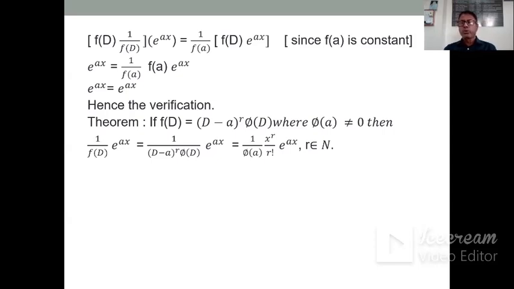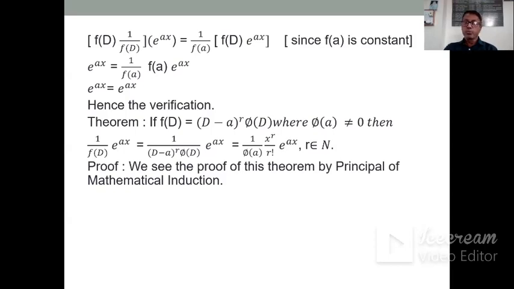Now to give the proof of this theorem, we use the principle of mathematical induction. And I have told you so many times that this principle of mathematical induction is a very important theorem. By using this theorem in mathematics, we give the proof of so many theorems. And this is one of them.